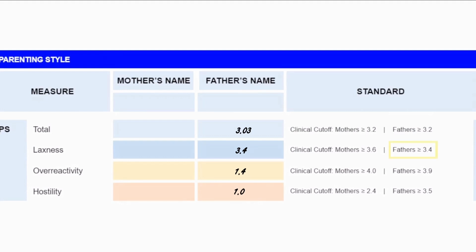We're going to look to see now if anything is clinical for fathers. A score equaling or greater than 3.4 is at a clinical level. So we can see for this father that laxness is involved with this case. And in my own observations in working with this case, I also noticed behaviors that would contribute towards laxness.